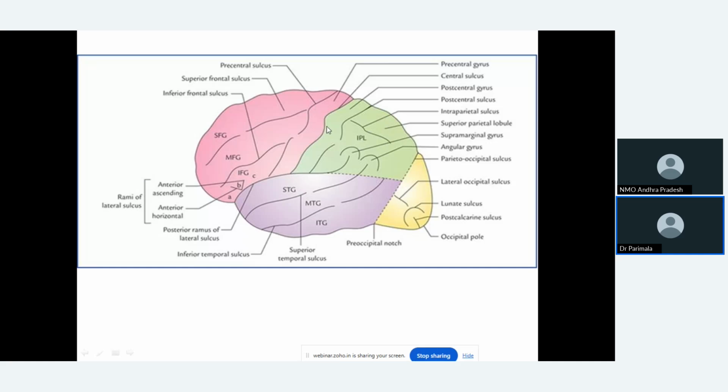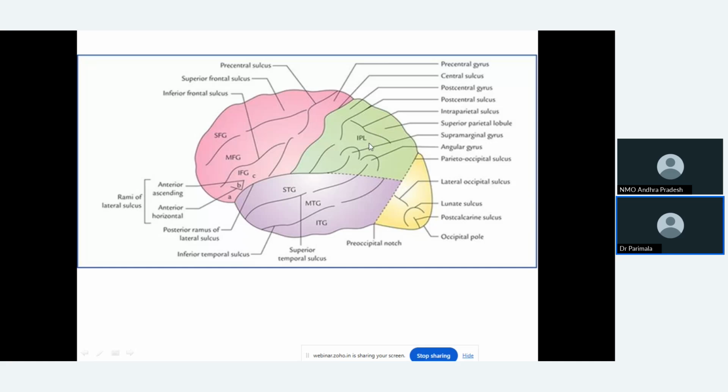The sulcus present behind the central sulcus is called the post-central sulcus. In between the central sulcus and the post-central sulcus, we have the post-central gyrus. The rest of the parietal lobe is divided into two lobules, superior lobule and inferior lobule, by a sulcus. IPL, you can remember. The expansion is intraparietal sulcus. The intraparietal sulcus, IPS, divides this parietal lobe into SPL, superior parietal lobule, and IPL, inferior parietal lobule.